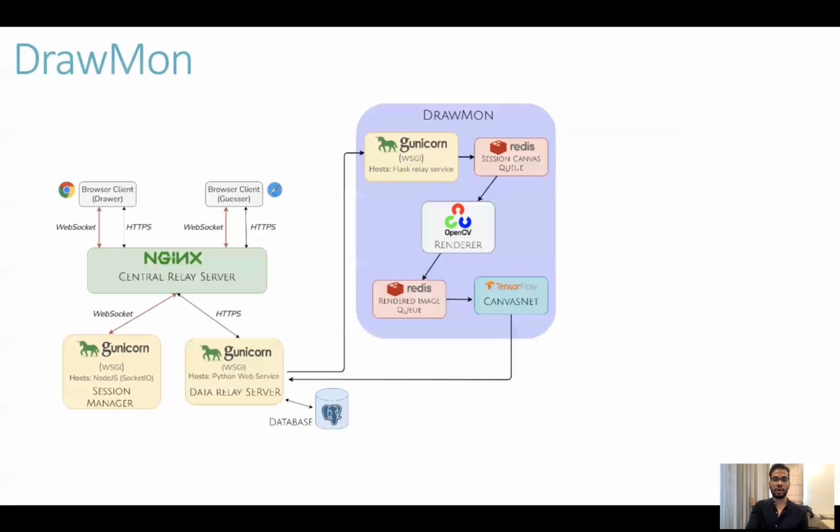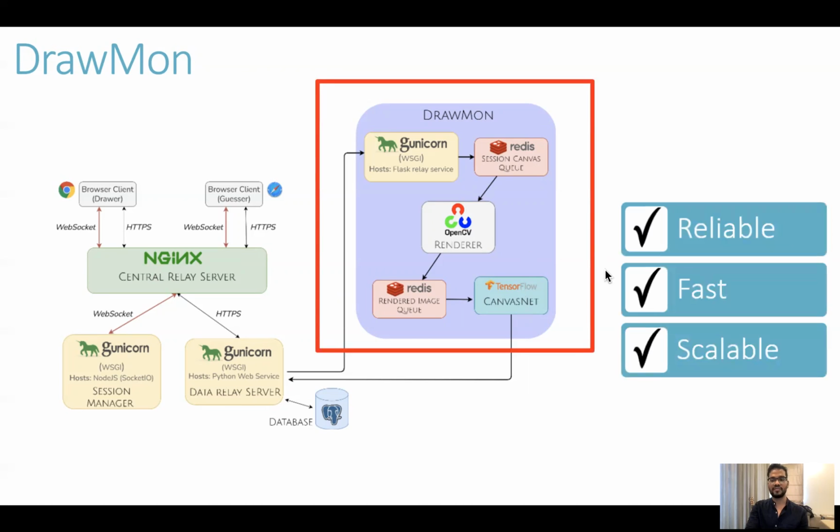Let's see what DrawMon is. We explained this part of the architecture before. Our data relay server also passes all of the strokes on the current canvas to this Flask relay server in the SVG format. Then it puts them into this canvas queue, which then puts them into the renderer. The renderer converts SVG to images and puts them into the image queue. CanvasNet then pulls these images, performs detection on them, and passes them to the data relay server, which then passes them to the drawer agent for detections.